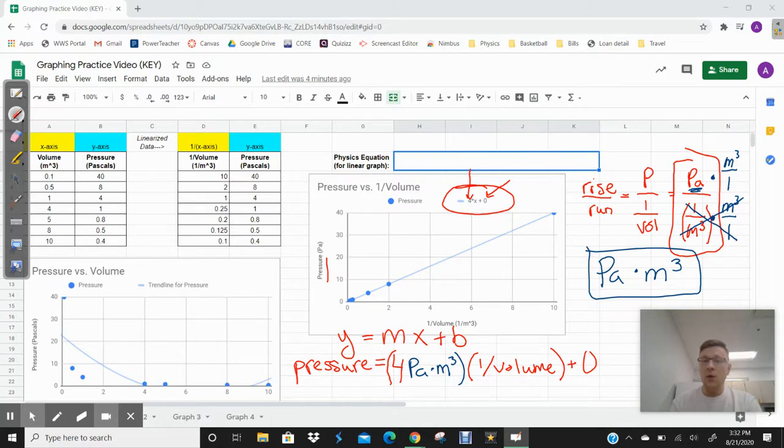And the y-intercept always has the same units as the y-axis. So the units here would be pascals, okay? So really the pressure, this would be the final pressure. This would be the initial pressure, okay, your starting point. And then if we wanted to predict something that was off to the right on our x-axis, we could do that by using this equation here.